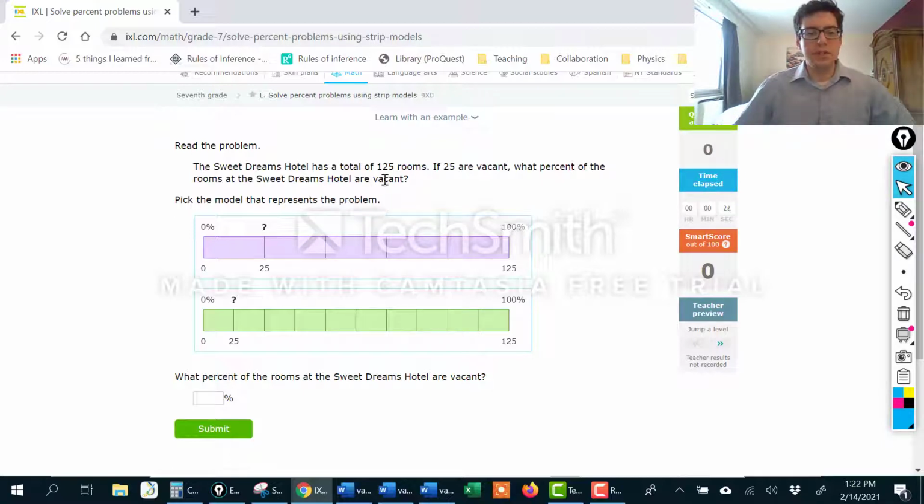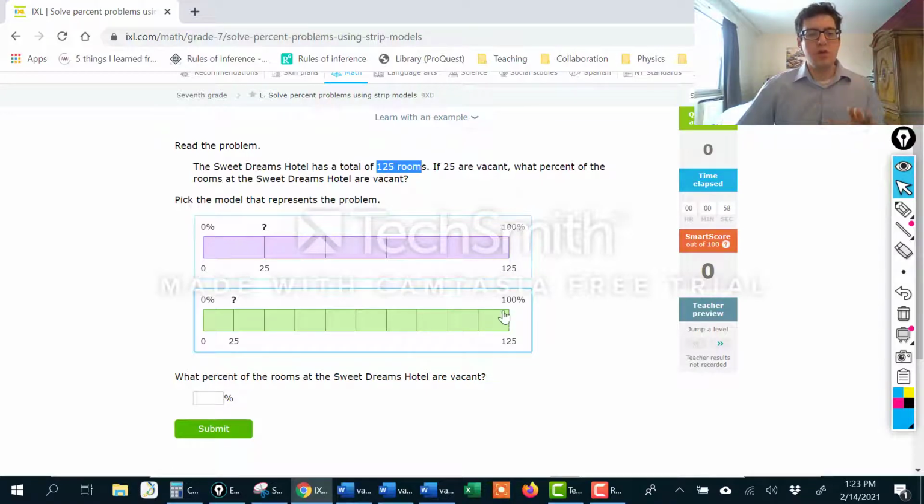Okay, so first of all, it's telling us that the total number of rooms in the hotel is 125. So 125 should correspond to 100% because that's all of them. That's all the rooms they have. And we can see that in both of these strip models here, 125 does correspond to 100%, okay? So both of these models are telling us that 125 is all of the rooms that are in the hotel.